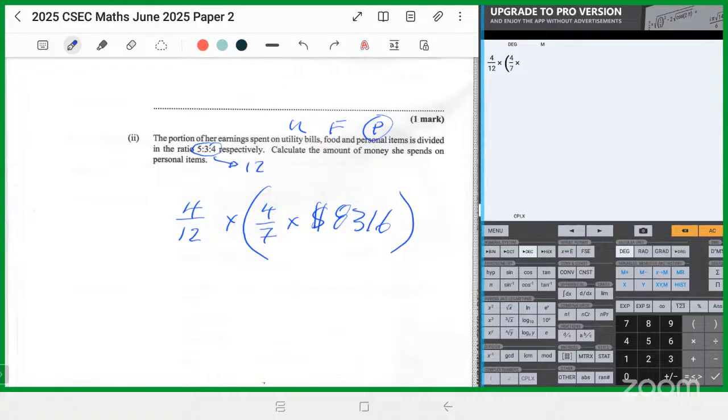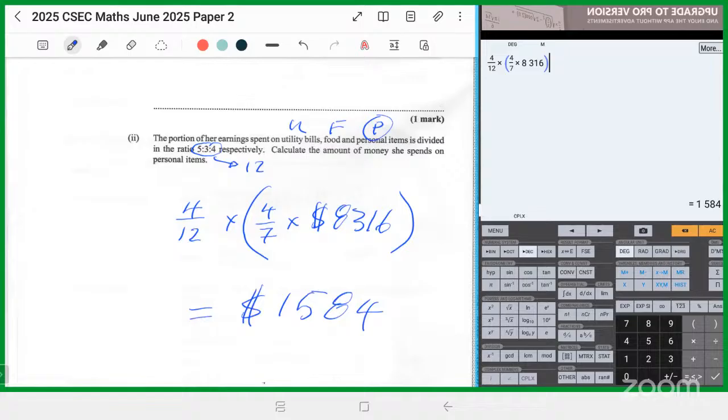Times the total amount, 8316. That works out to be $84. All right, there were the total parts in that ratio, and the third part of the ratio is the personal items. Exactly the amount of money spent on the personal items. That's 4 out of 12.